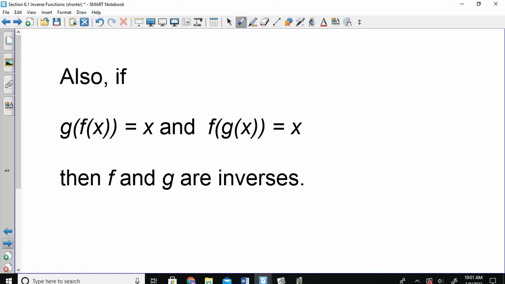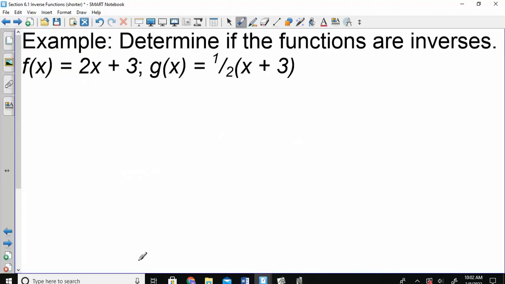So if you do both the function and the inverse, if you do your compositions, you should get x for your answer both times. They're opposites, they undo each other. So if you do both operations, you should get what you just started with. If I take a number and I add 5 and subtract 5, I get my original number back. So we could use this to check if functions are inverses of one another. So let's look at this one. I want to decide if these things are inverses.